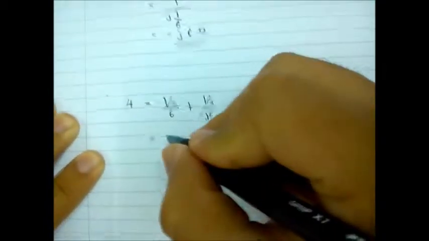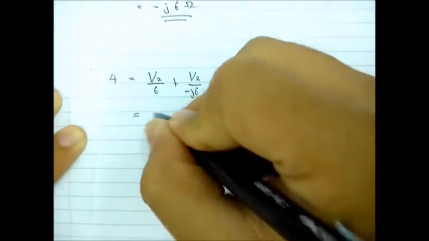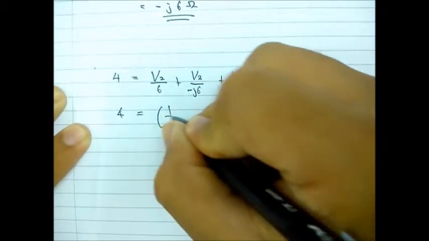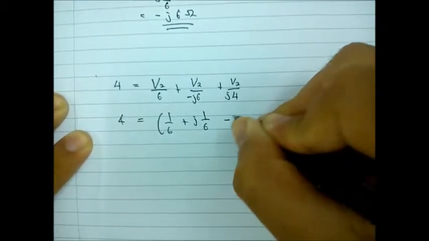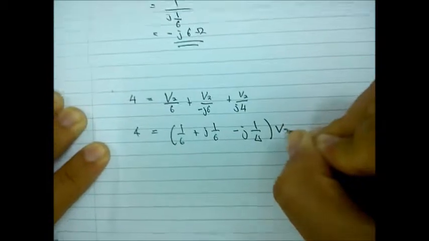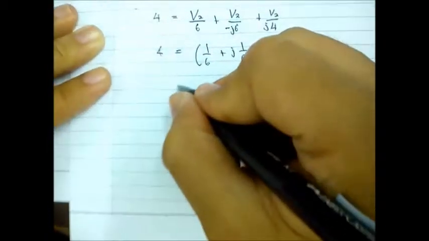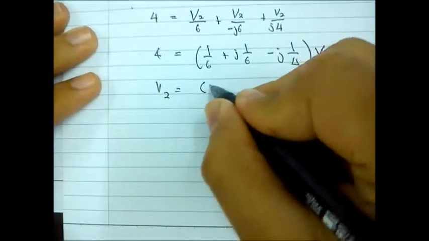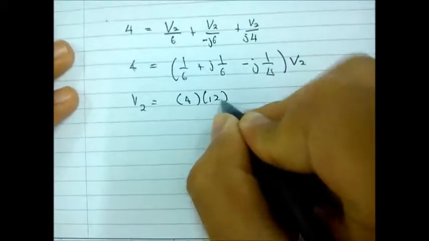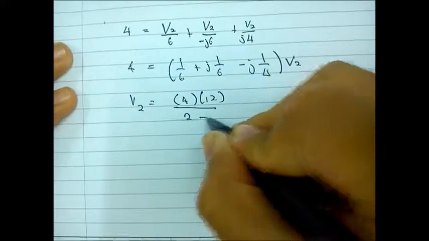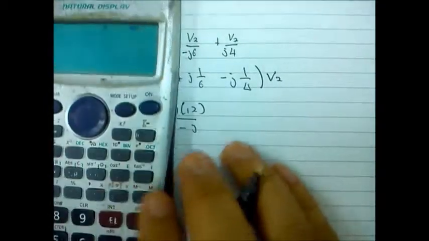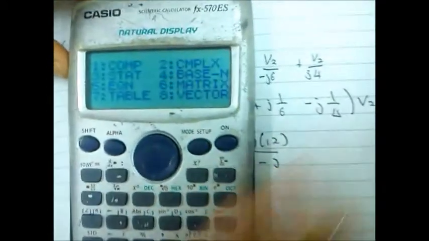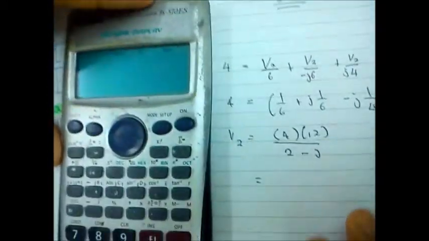Bring the V2 out for easy calculation: 1 over 6 plus j over 6 minus j 1 over 4, times V2. That leads to V2 equals 4 times 12 over 2 minus j, which can be calculated by setting up the calculator to complex numbers.